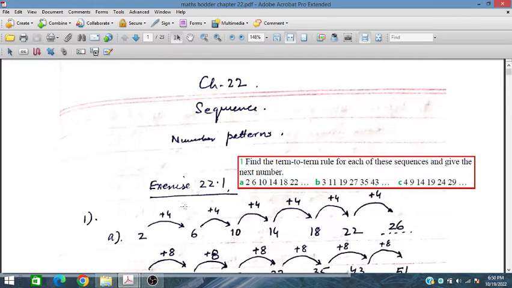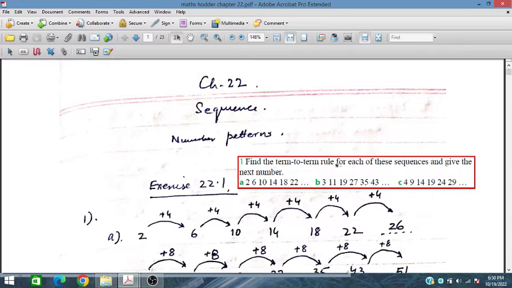Bismillah Rahman Rahim. In this session, we will discuss chapter 22, which is sequences and number patterns. This is exercise 22.1 from Hodder Education's O-level Mathematics and IGCSE Mathematics. In this exercise we will see some sequences and patterns.